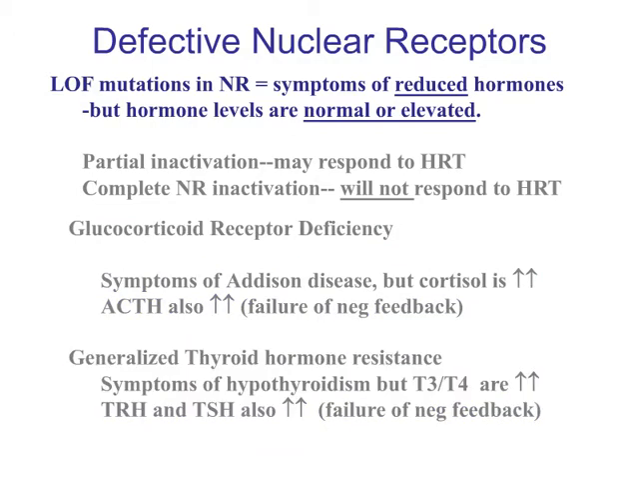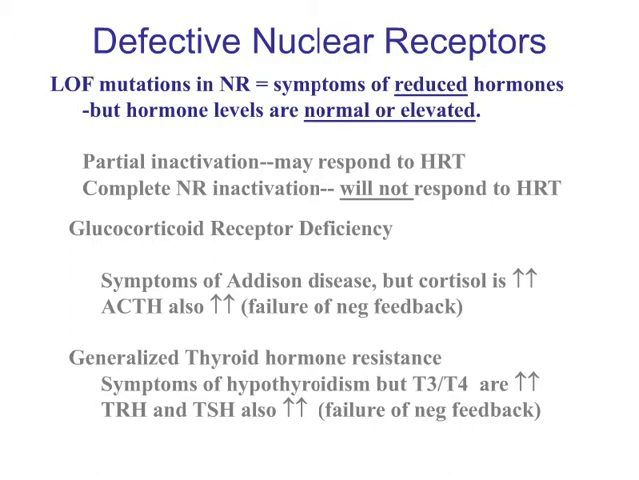An analogous situation occurs with inactivating mutations in the thyroid hormone receptor. This produces generalized thyroid hormone resistance. The symptoms are that of hypothyroidism, yet circulating levels of thyroid hormones are normal or even elevated, as are thyrotropin and TSH levels, again due to failure of the negative feedback mechanism to function correctly in the absence of functional thyroid hormone receptors.